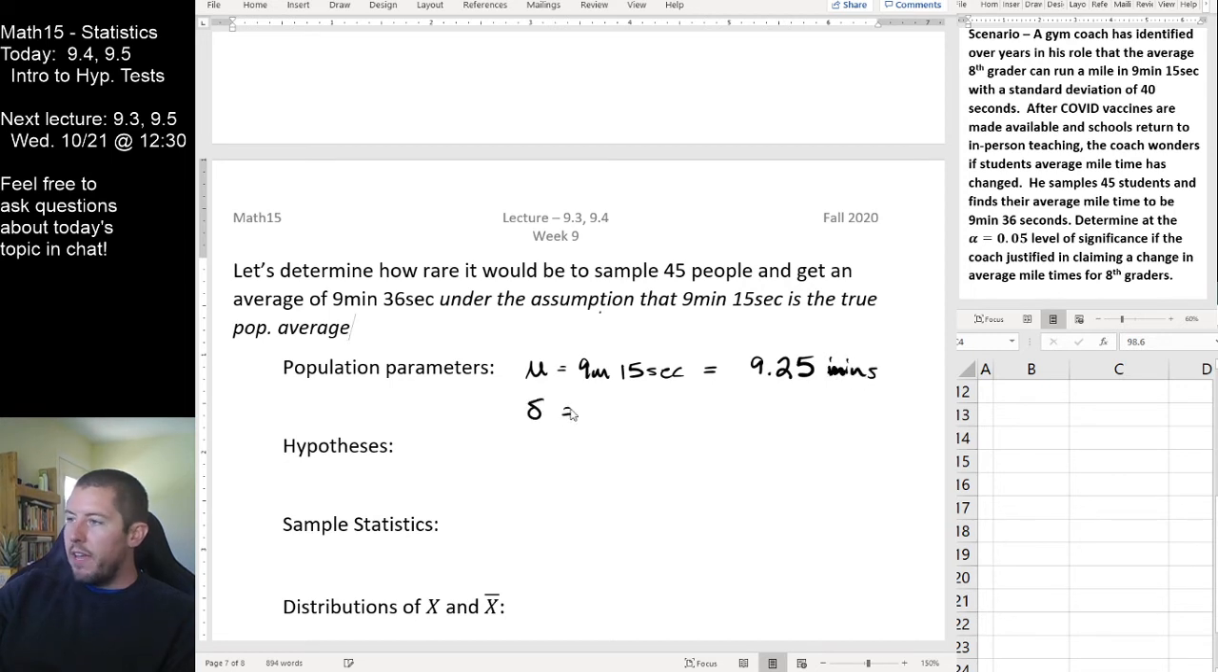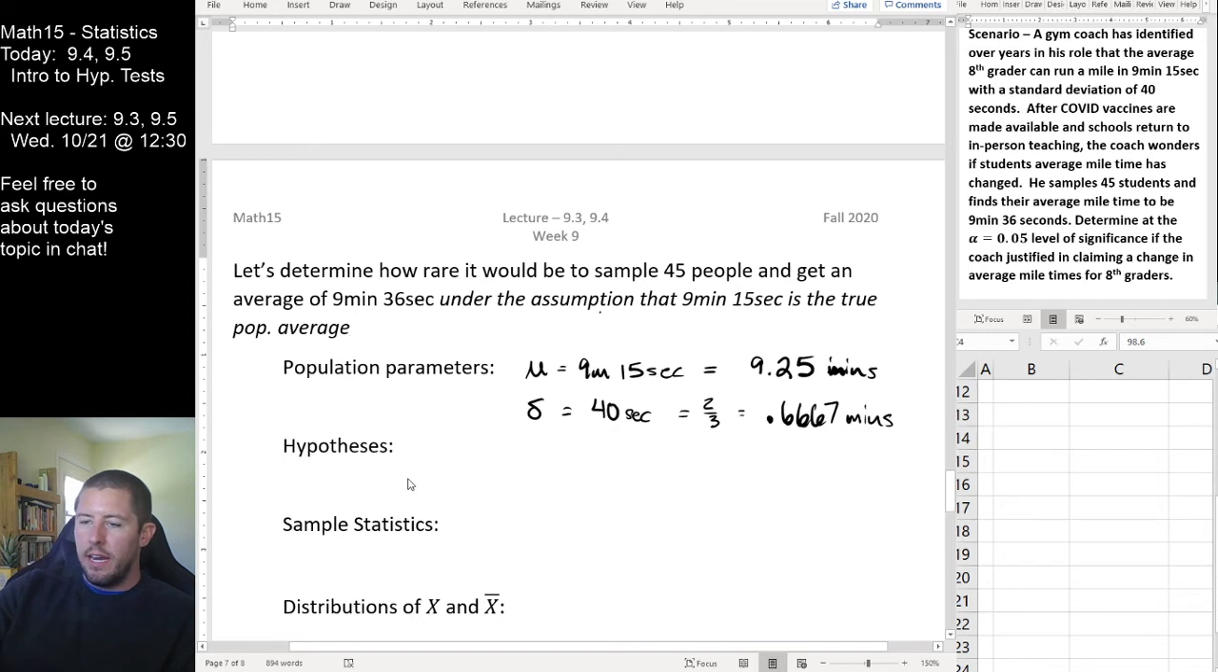So our standard deviation here was 40 seconds. And so 40 seconds, that's 2/3 of a minute. And that's going to be 0.66. I'm just going to drag a couple decimal places out there. There's 2/3 as a decimal right there. So I just need to get all these into a common measurement setting right here.